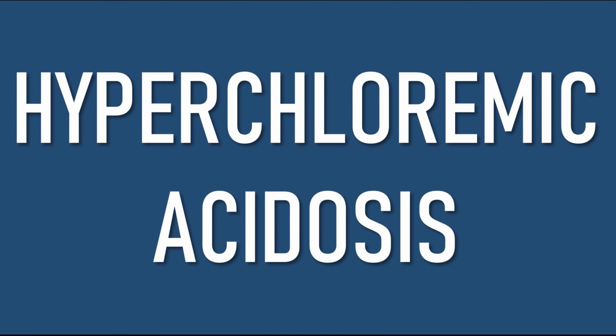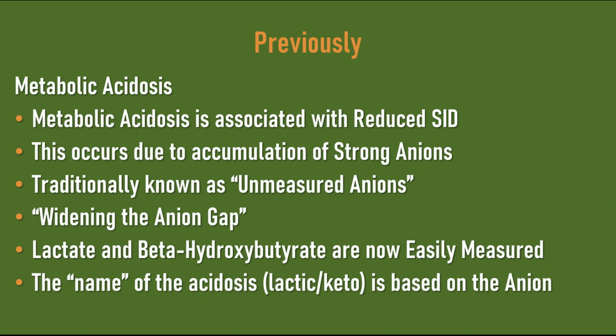Hyperchloremic acidosis. Welcome back. In the previous tutorials, we looked at metabolic acidosis, and I explained that metabolic acidosis is associated with reduced strong ion difference. I'll clarify that again in a few minutes. This occurs due to the accumulation principally of strong anions. Traditionally, these are known as unmeasured anions, and the anion gap is said to be widened.